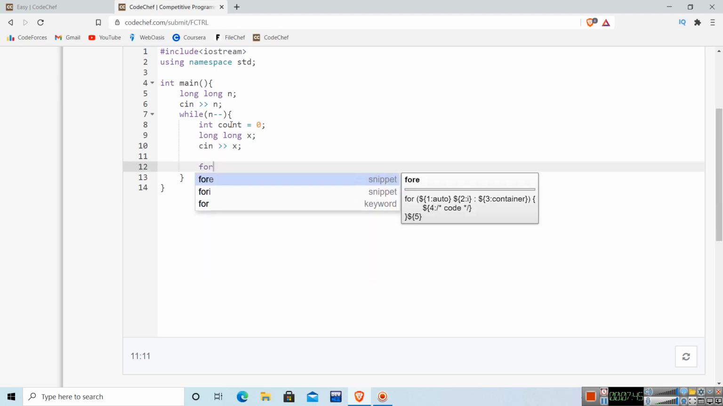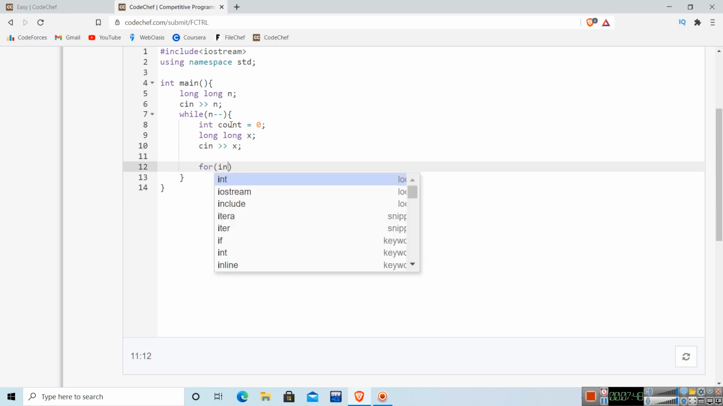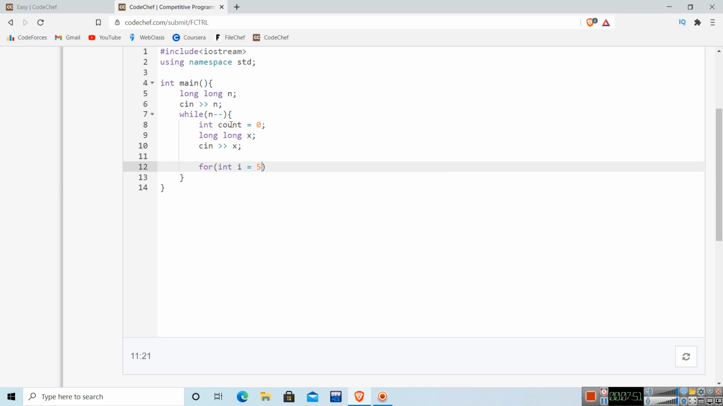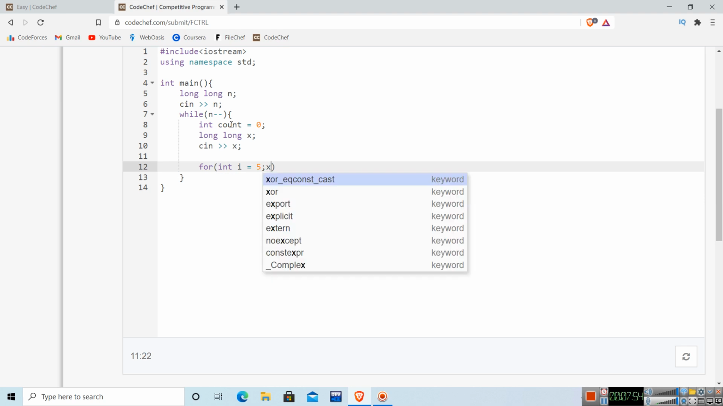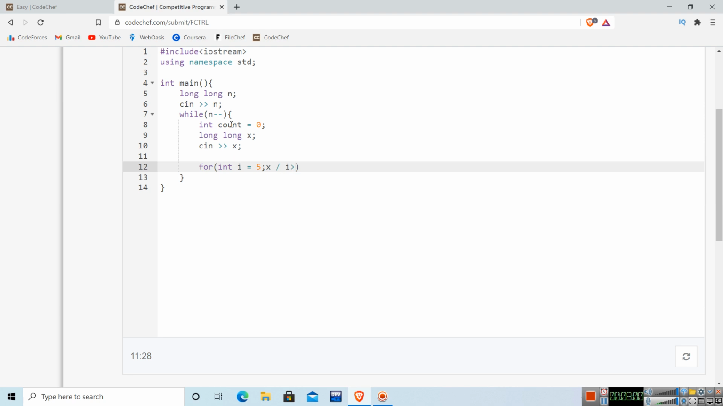Now i equal to 5, x divided by i greater than or equal to 1, and i star equal to 5. I mean, for every 5, 25, 125, you are checking. So 5, 25, 125, 5 cube, not 75. 5, 25, 5 cube, 5 power 4, 5 power 5, like that. So for every those numbers we are checking.